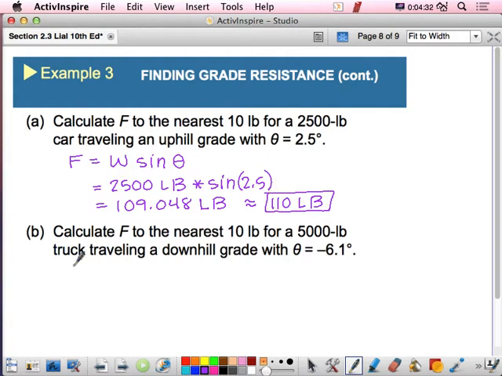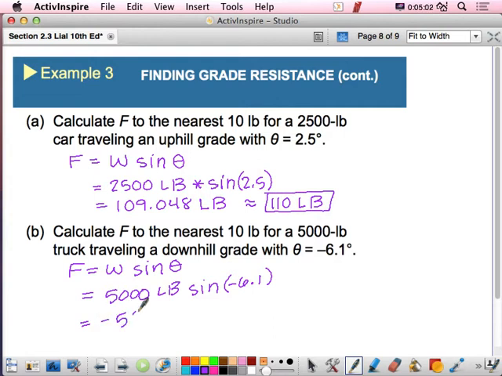So once again, we'll use the formula. Force equals the weight of the vehicle times the sine of the angle, and the angle is called the grade. So our weight is now 5,000 pounds, and we multiply that by the sine of negative 6.1 degrees. Type that in and tell me what we get. -531.4.